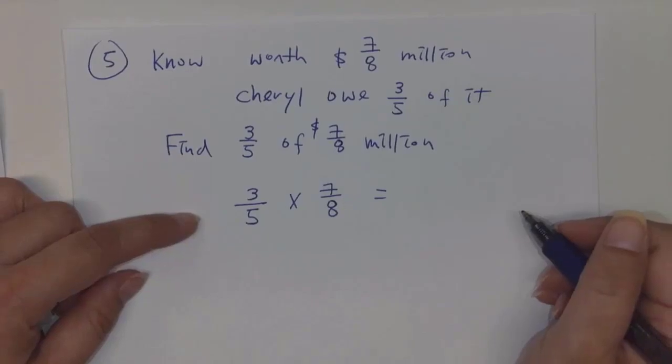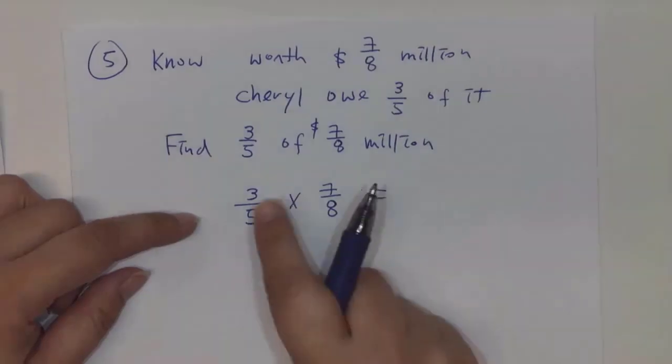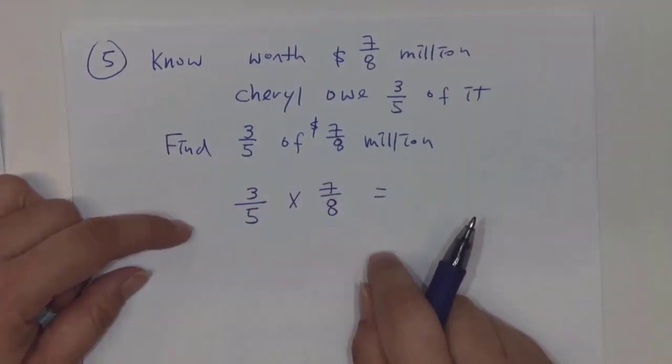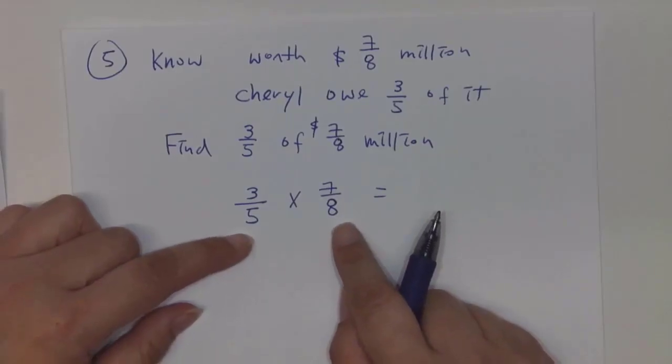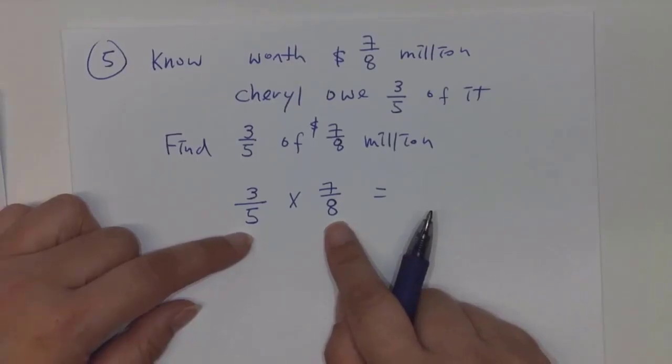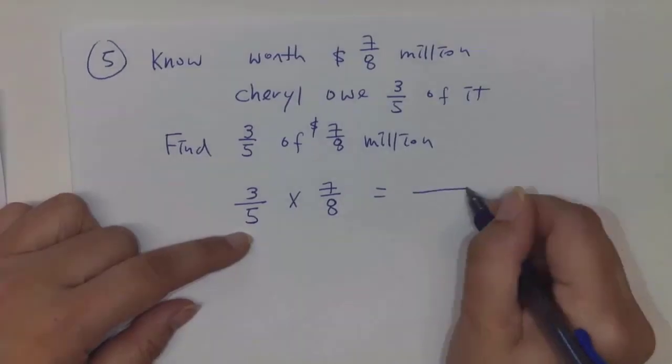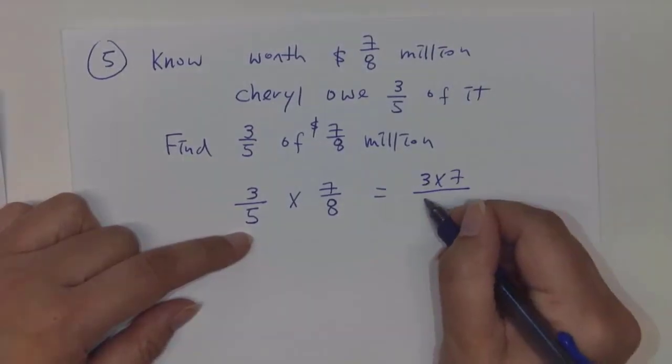So if you do regular math, how do you multiply fractions? You can cancel top with bottom. We could do an area model, but I kind of don't want to draw it. It's going to be many boxes, because it's going to be 40 boxes. But in regular math, how do you multiply fractions? 3 times 7 and 5 times 8. Yes, like top times top, bottom times bottom.